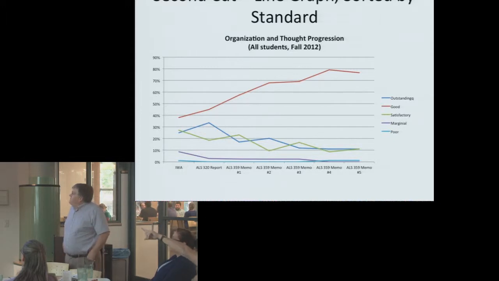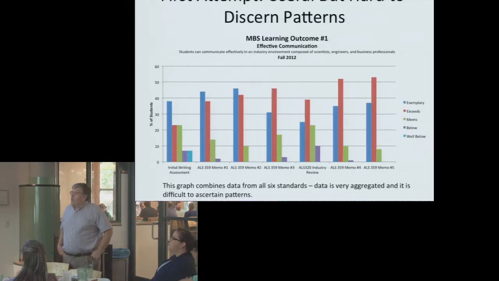Is that just that some assignments are tougher than others? Well, I'm going to get to this at the end. So the issue with the initial writing assignment is there's no grade attached to that. I'm just saying 1 and 2 are much higher than 3, much higher than industry review, and then it comes back up with 4 and 5. Was 3 a particularly hard assignment? That was the first one that had data in it. First one with numbers. Yes. So that's one issue.